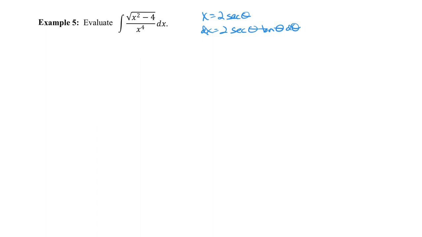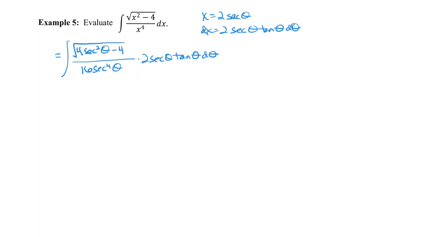All right, so we've got x squared minus 4. We've got x to the 4th down here. We've got a dx here. So let's take a look and see what we've got. So x squared is going to be 4 secant squared theta minus 4. And let's see, x to the 4th is going to be 16 secant to the 4th theta. We've got dx, which is times 2 secant theta tangent theta d theta. Okay, and we've got this up here.